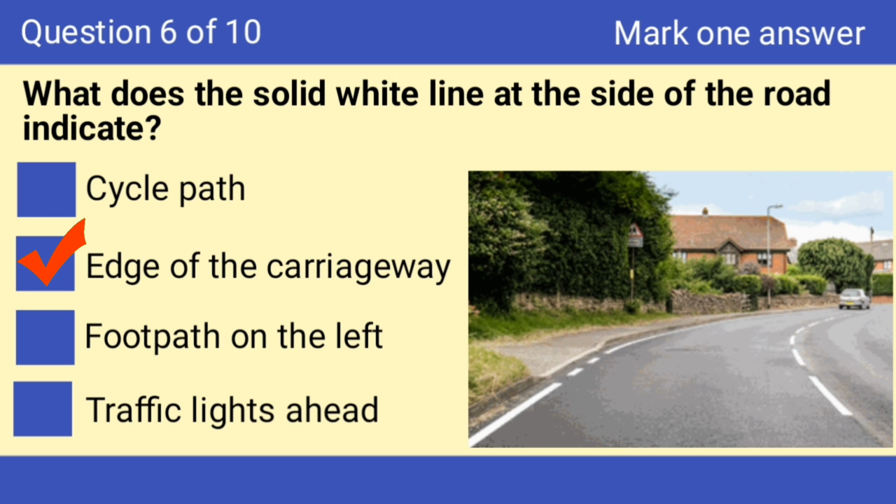The correct answer is edge of the carriageway. Explanation: the continuous white line shows the edge of the carriageway. It can be especially useful when visibility is restricted, such as at night or in bad weather. It's discontinued in some places, for example at junctions, entrances, or other openings.